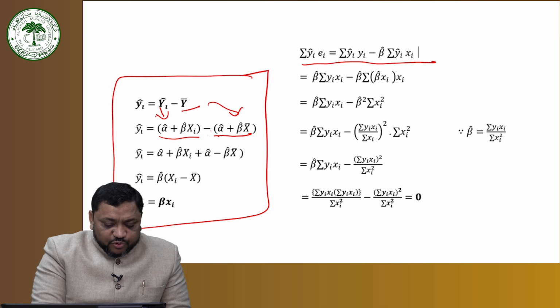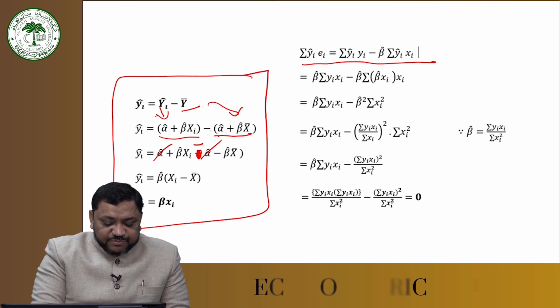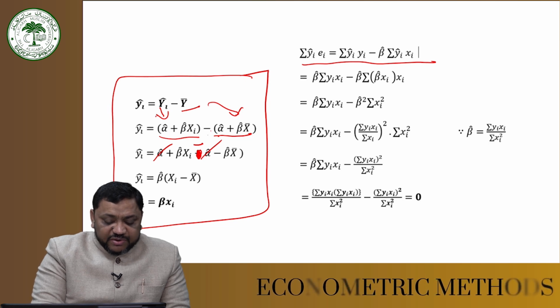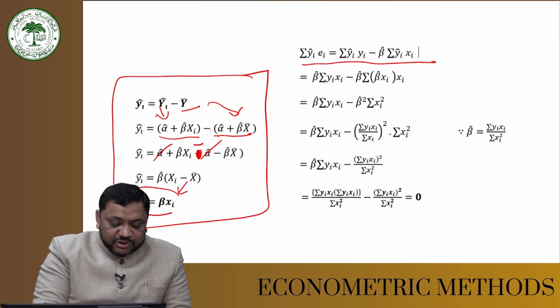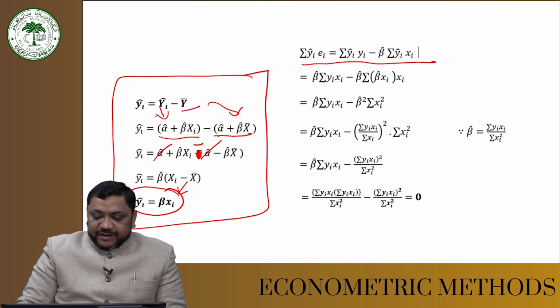Now when we open the brackets, there is a mistake over here, it will be minus. So we had alpha hat plus beta hat xi minus alpha hat minus beta hat x bar. So plus alpha hat and minus alpha hat cancel each other. What is left is beta hat in the bracket xi minus x bar, which, if we write it in the deviation form, so small y hat is equal to beta hat small xi.